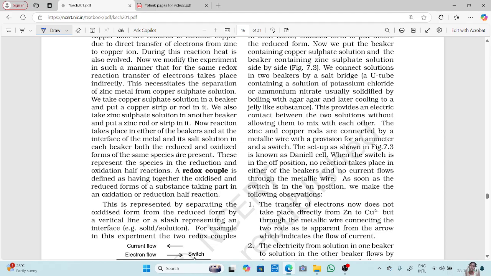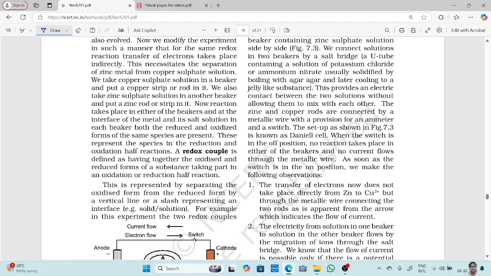Now here the copper sulfate solution is in the same place, and that rod is also in the same place, so it is a direct transfer. Now we will rearrange the experiment in such a manner that there is an indirect transfer of electrons. This necessitates the separation of zinc metal from copper sulfate solution. So in this case we are separating zinc metal from the copper sulfate solution.